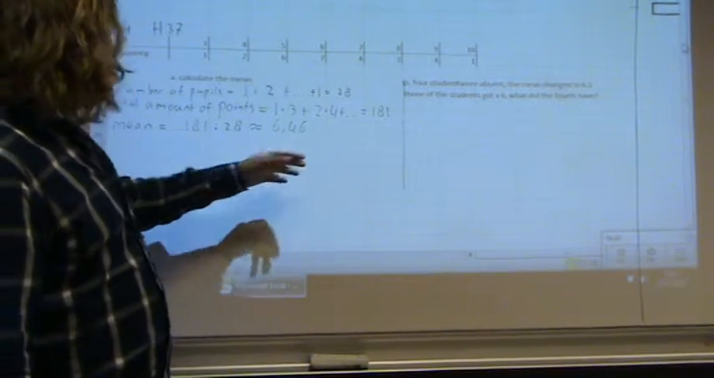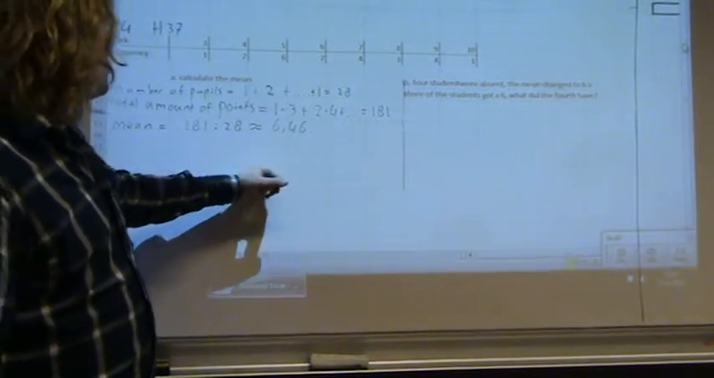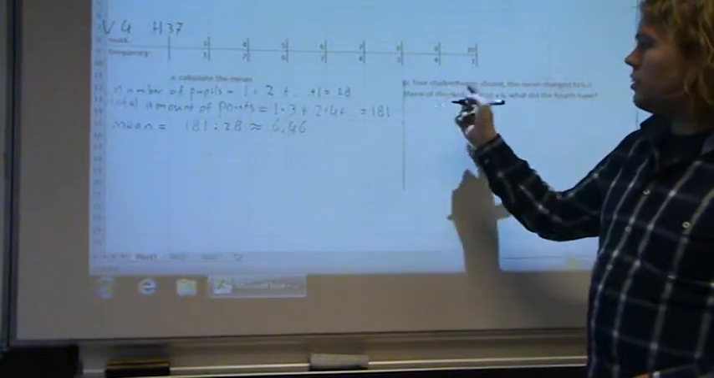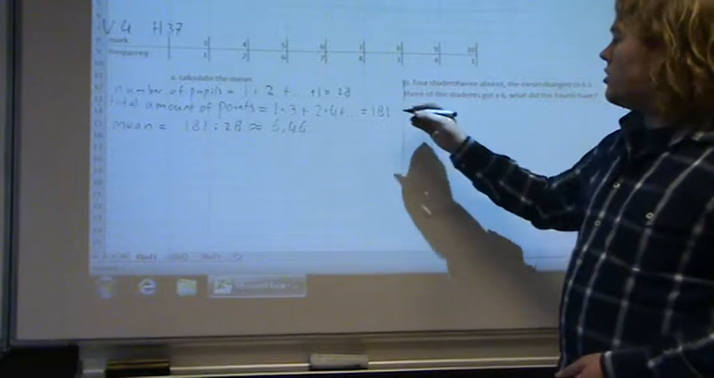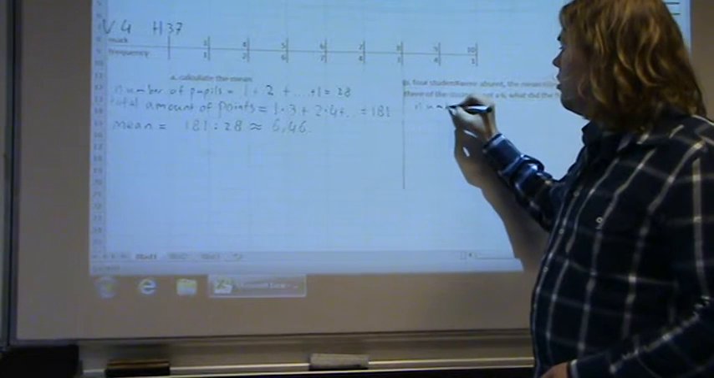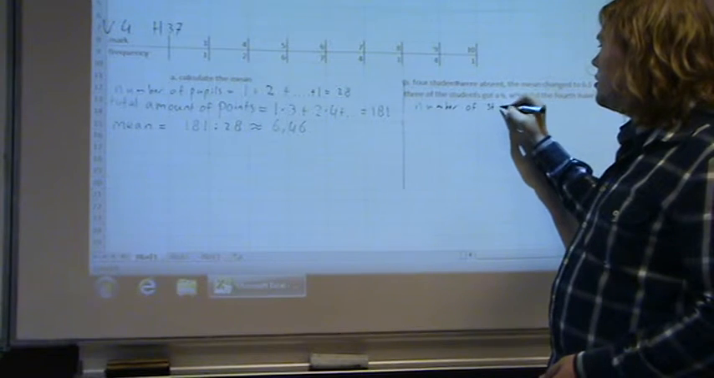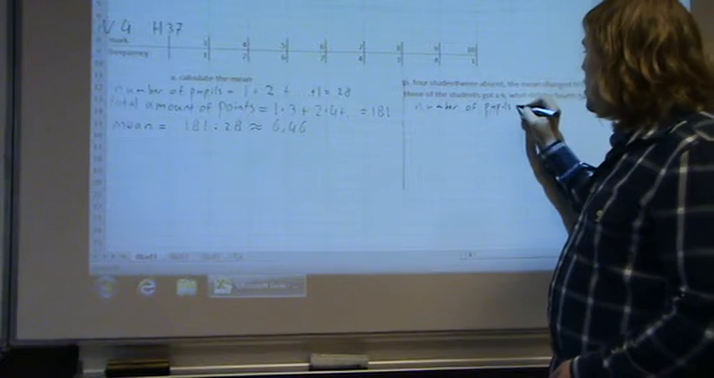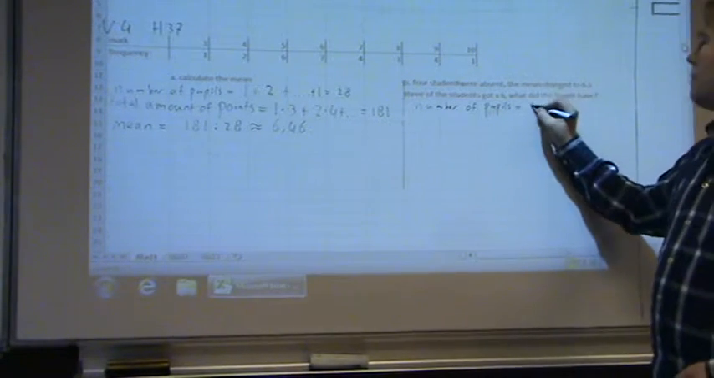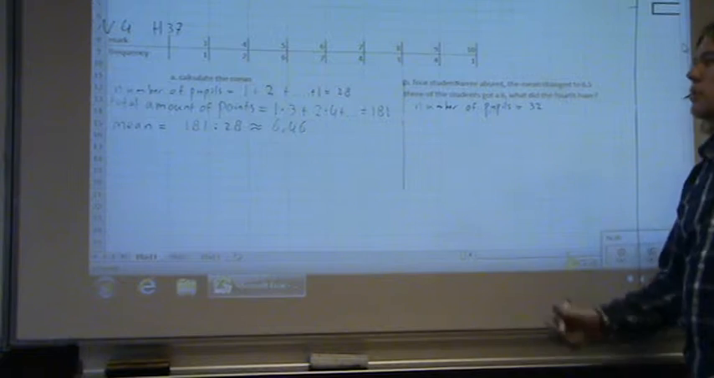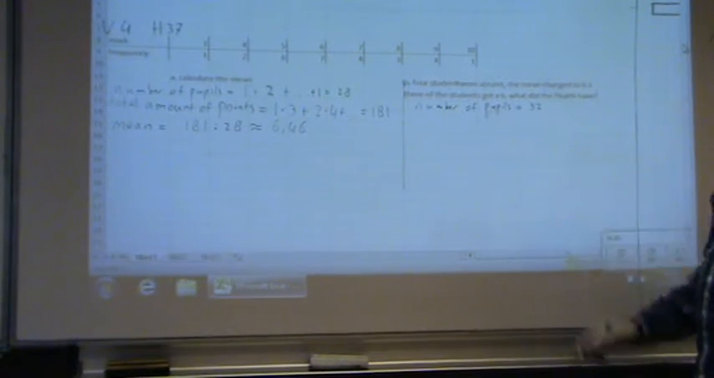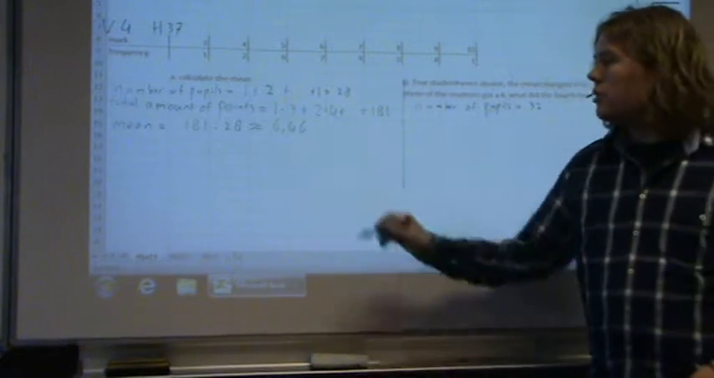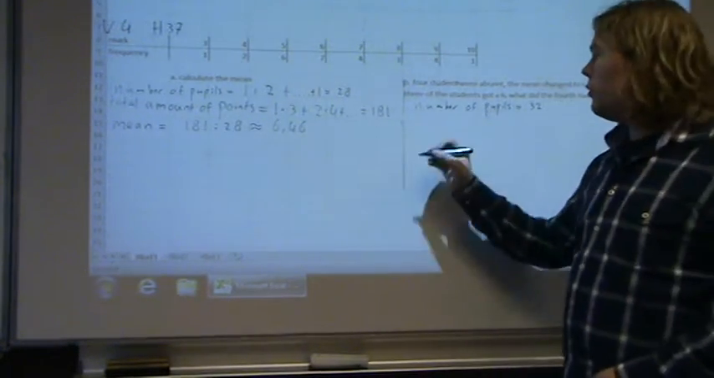So what do we know now? 4 students were absent. Actually we use the word pupil in this school, so it's a small difference, but it doesn't matter. So now we know that the number of pupils, let me just use pupils because that's what we used in the other exercise, the number of pupils is now 32, right? Because 4 students were absent, so now we have 32. The mean changed to 6.5, and it was this. So what we're going to do is calculate the total amount of points.